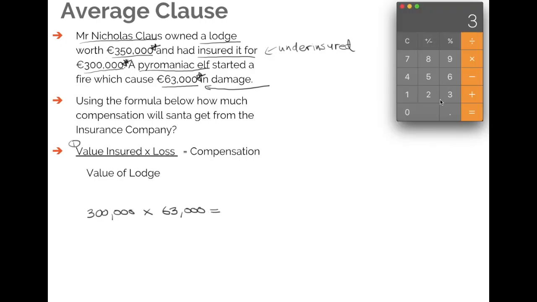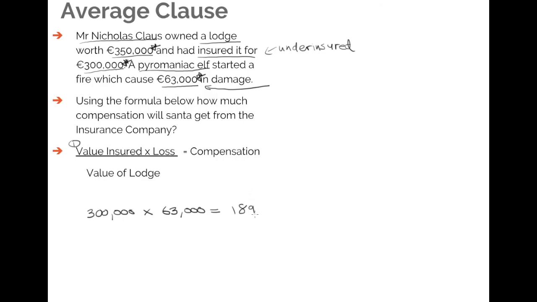And that equals, we'll put it in the calculator, 300,000 multiplied by 63,000. And that gives us a very big number. Now normally I would not have to write this down on the page. I'm just writing it down for this example.